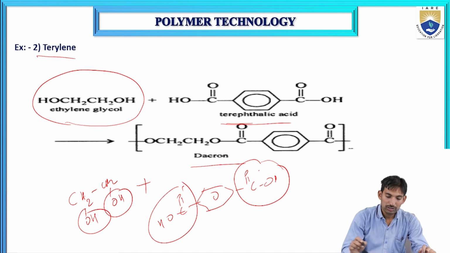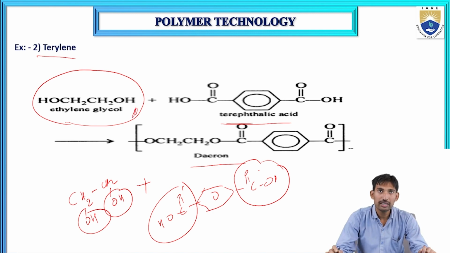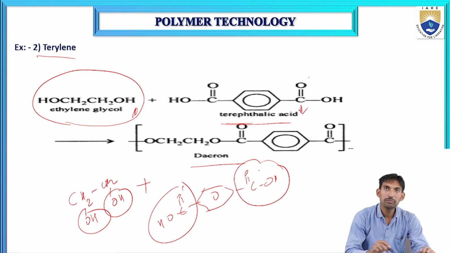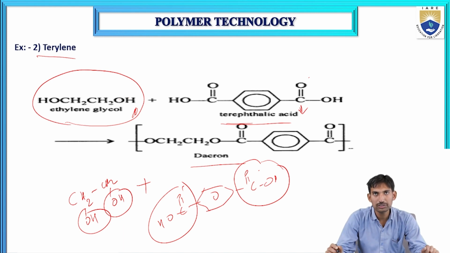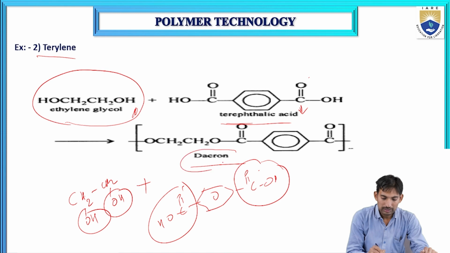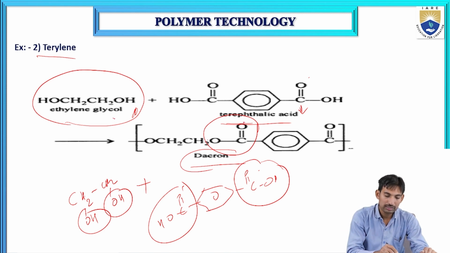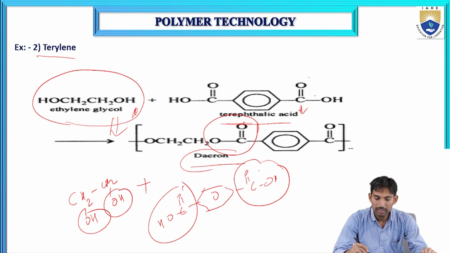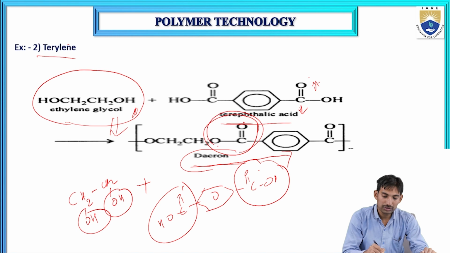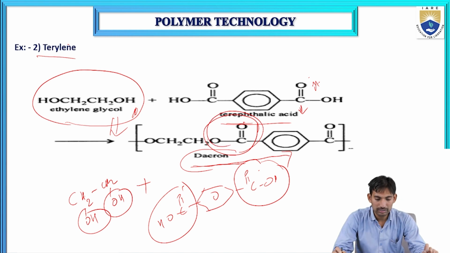In this, what is the new functional group formed? This monomer contains hydroxy functional groups, and this monomer contains carboxylic acid functional groups. These two monomers undergo condensation polymerization, and in the product there is a new functional group, that is ester. In the starting monomers there are hydroxy and carboxylic acid functional groups, but in the resultant condensation polymer, terylene, a new functional group is formed other than carboxylic acid and hydroxy: the ester functional group.